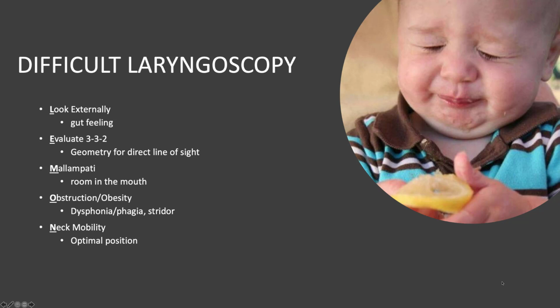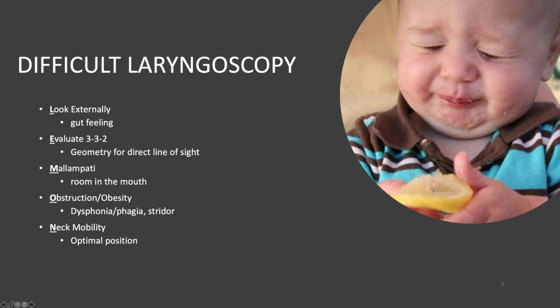So we're going to look externally and just get that gut feeling if someone looks like they may be anatomically difficult. Next, we're going to evaluate the 3-3-2, which in essence helps us determine whether the geometry for this patient will facilitate a direct line of sight. Is the mouth going to open enough to permit visualization past the tongue? Is the mandible of a sufficient size to push the tongue out of the way? And is the glottis located sufficiently caudad to the base of the tongue so that you can create that line of sight? We're going to look for a Mallampati score to just check for basic room in the mouth.